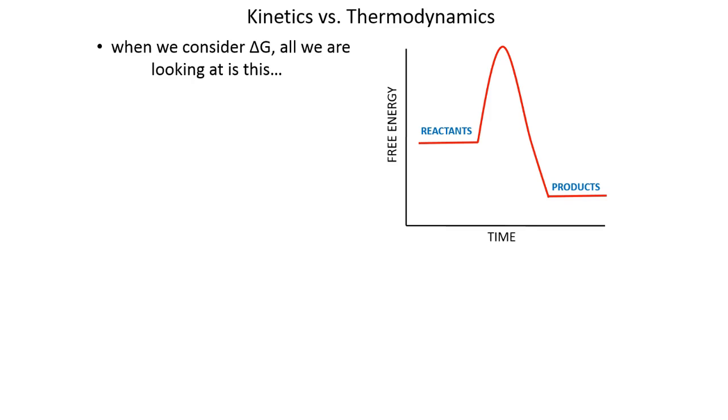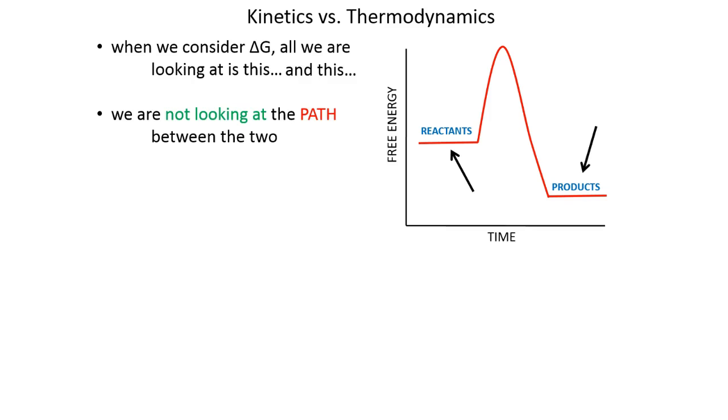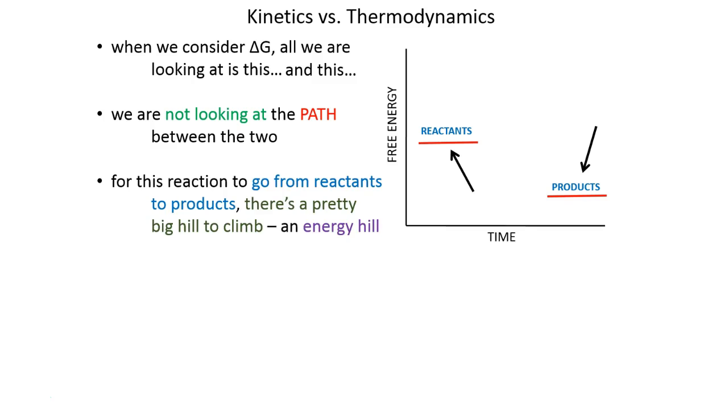When we consider delta G, all we're looking at is the free energy of the reactants and the free energy of the products. In fact, we are not considering the path between the two at all. When I tell you that the reaction of glucose and oxygen gives carbon dioxide and water and tons of energy, I'm saying that if you start with glucose and oxygen, you'll end with carbon dioxide and water and tons of energy released. But we're not really considering how we got from point A to point B.